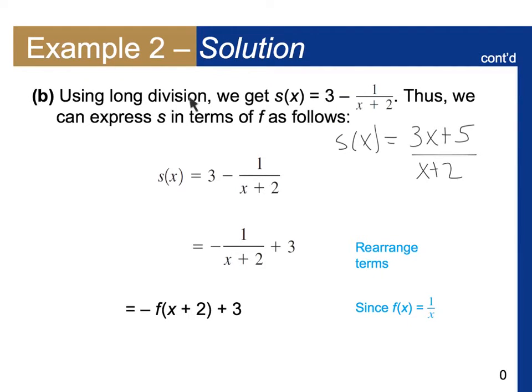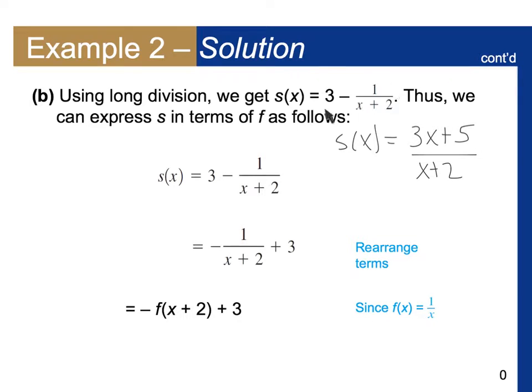Okay, and when we do that, we get s of x equals 3, that would be our quotient, minus the remainder over x plus 2, our divisor. So if we do the division, we're going to get this. Remember, the quotient plus remainder is minus 1 over your divisor.